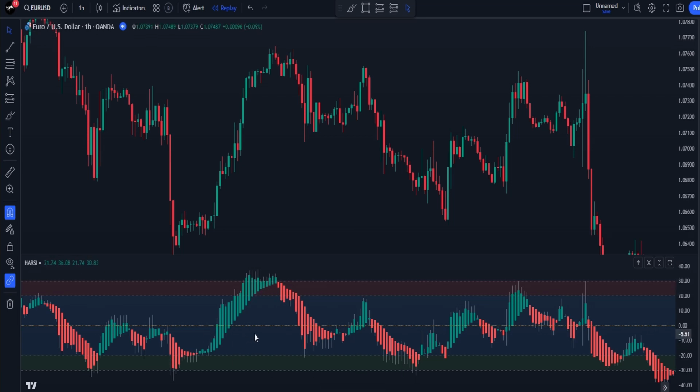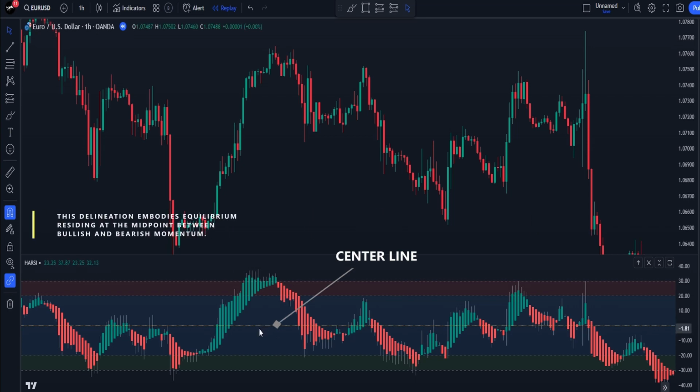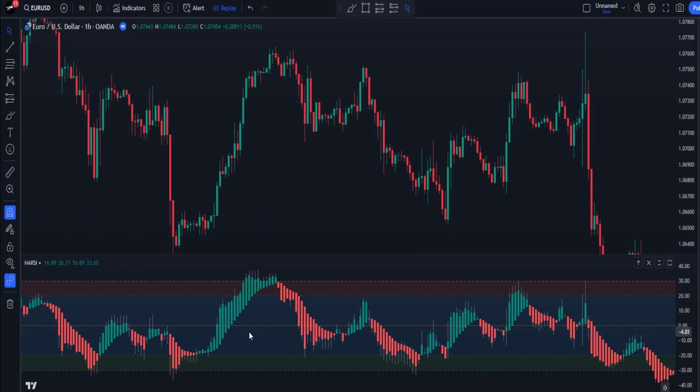The concluding component materializes as the center line, positioned at 0. This delineation embodies equilibrium, residing at the midpoint between bullish and bearish momentum. A traversal above the center line by the oscillator signifies an augmentation of bullish momentum, hinting at a prospective uptrend. Conversely, a crossing beneath the center line implies an escalation in bearish momentum, suggesting a potential downtrend.